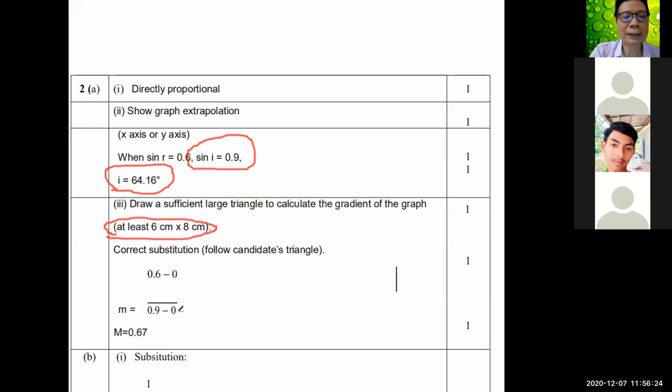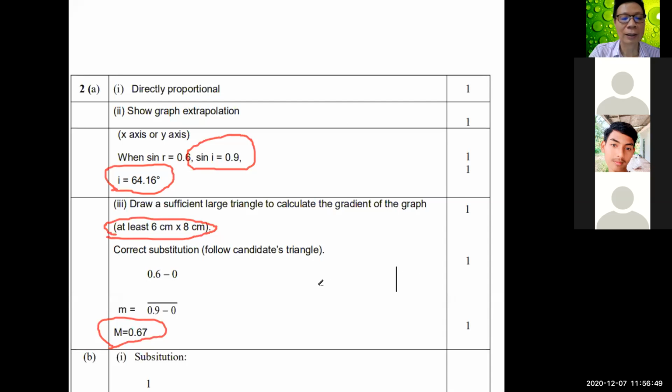So for the gradient answer, you get 0.6 divided by 0.9, you get 0.67. This is the answer. Understand? I think I'm talking alone here. Nobody bothers me. Understand, sir? Good. Thank you very much. Okay.